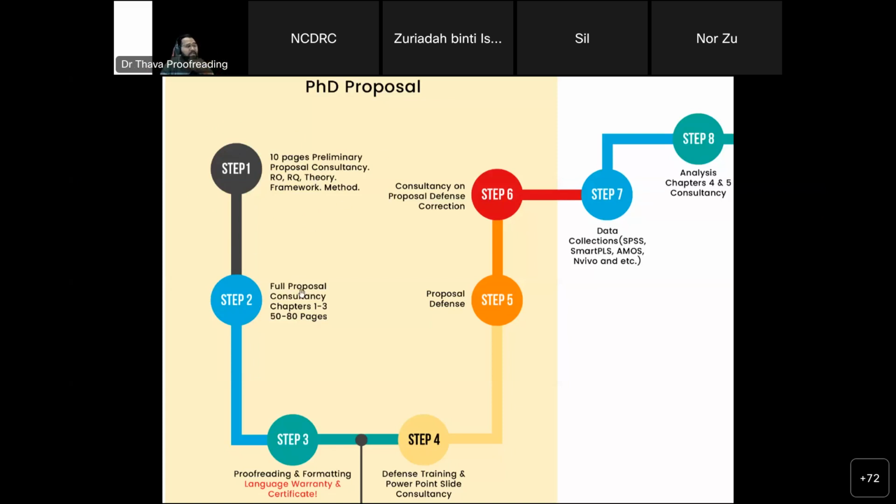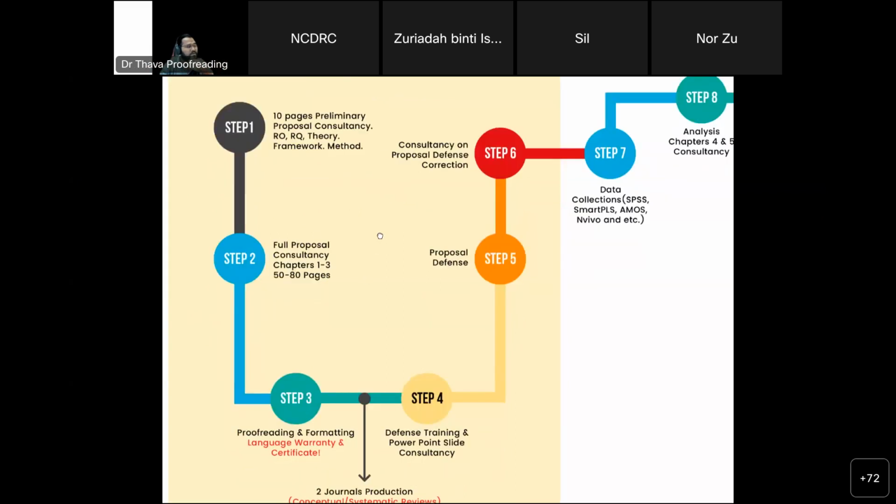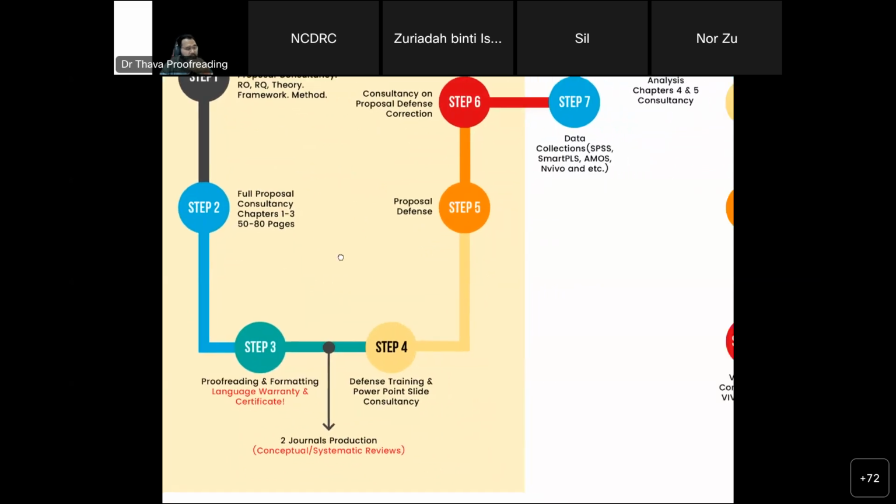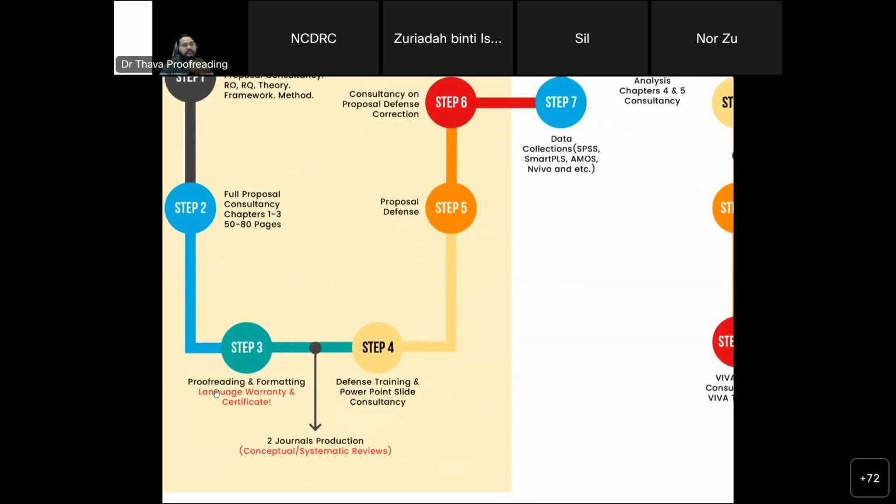That's where you jump into chapters 1 to 3, because you're already aligned now. You know where you're heading towards. You have a direction. Then you go and write your chapters 1 to 3, 50 to 80 pages and so on. From there, make sure that you do proofreading. Very important. You can choose whoever you want. There are many proofreaders out there, not necessarily us, whoever you want.